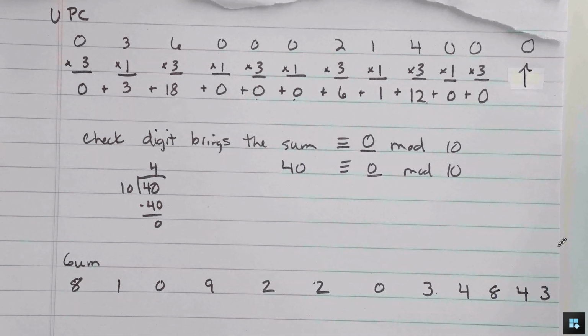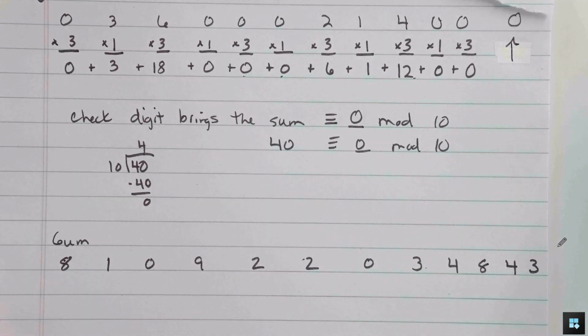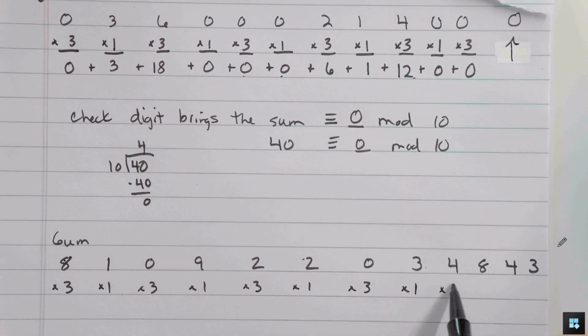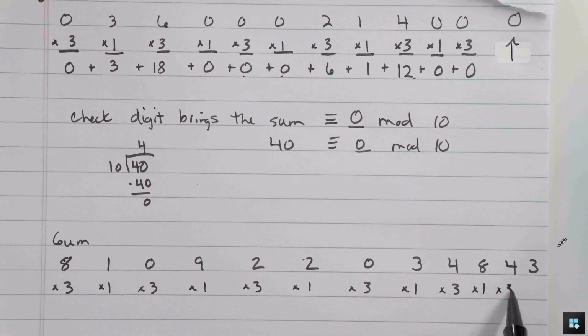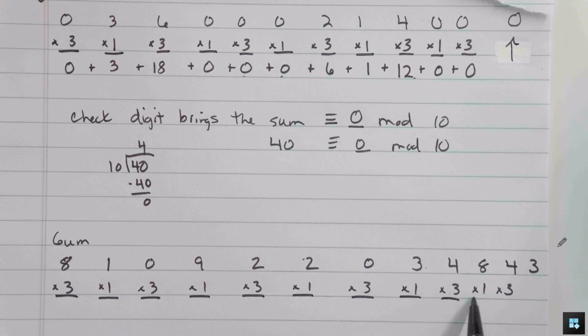So 810-922-034-843. So we multiply times 3, times 1, times 3, times 1, times 3, times 1, times 3, times 1, times 3, times 1, times 3. Okay, and we add these up. And then the last number 3 should make sure that we end up with getting a 0 mod 10. So let's check.